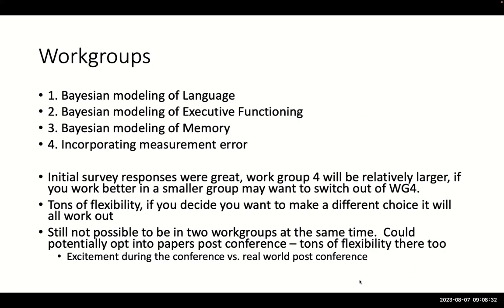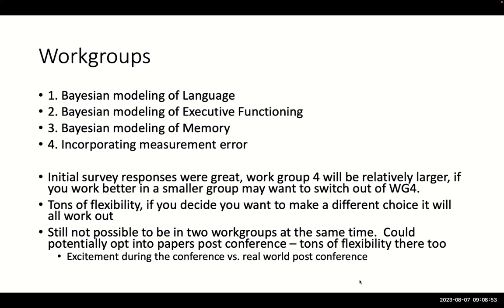So the work groups, there's 4 of them. The first 3 are Bayesian modeling of one domain with language, exec, and memory. And then the 4th one is incorporating measurement error as the broad topic. And you'll learn a lot more about what those all mean as we're moving forward through these didactics. And we had a really good response rate with the initial surveys.